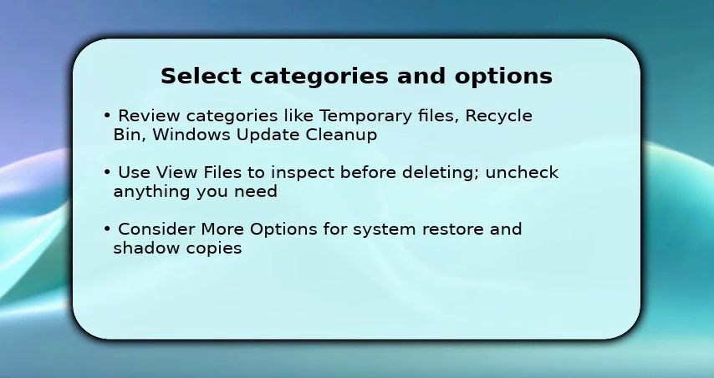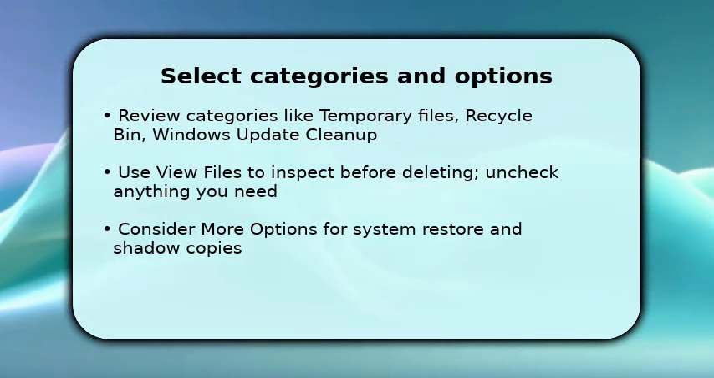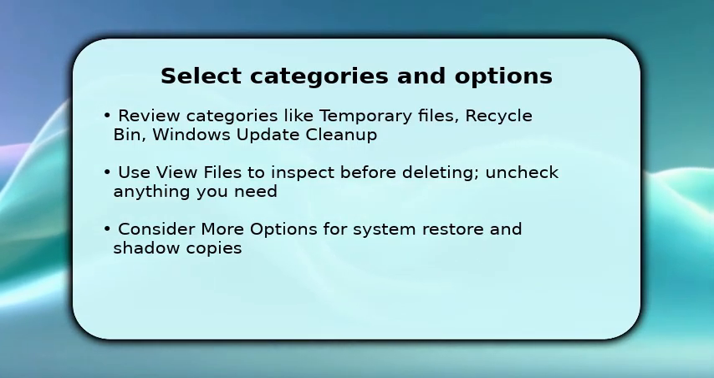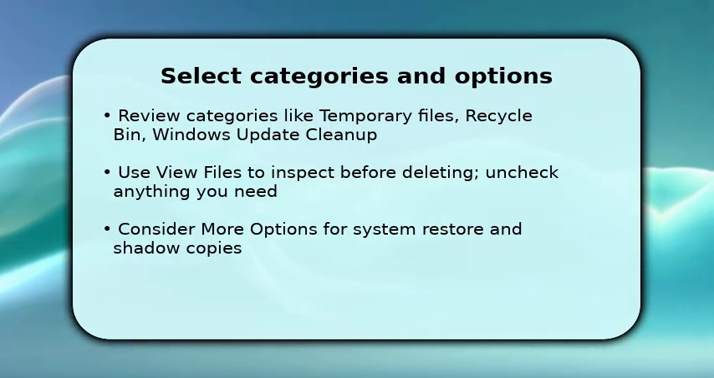Now you'll see a list of file categories with estimated sizes and checkboxes. This is where you choose what to delete. You can click View Files on any category to verify contents before removing. Do that if you're unsure.